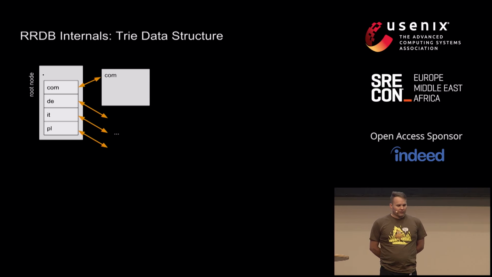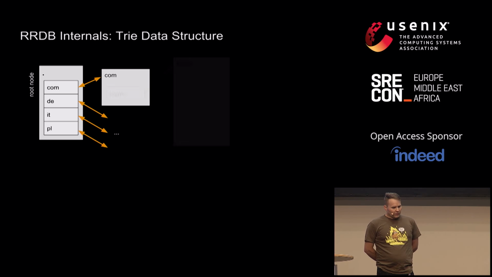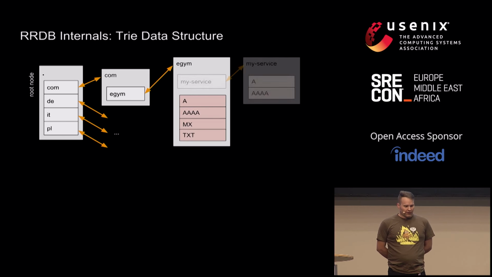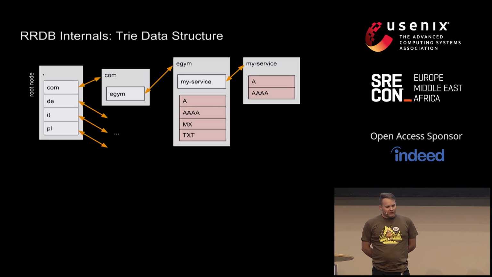It's a hierarchical system. So we have the root node. We have a .com, the TLD pointing to the com node, and then to the egym node, and then to the my service node, and so on. And at each point in this data structure, we can attach these records, which are resource records, to a node. And this way we can rebuild the whole final data set of all our domains in memory. And now we can run a couple of tests in memory before even deploying.